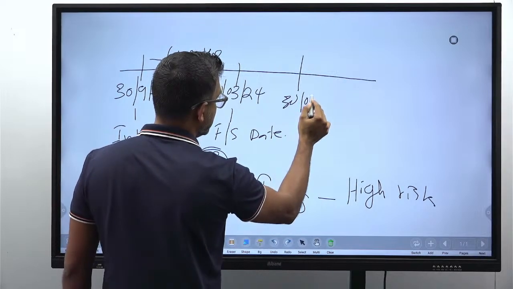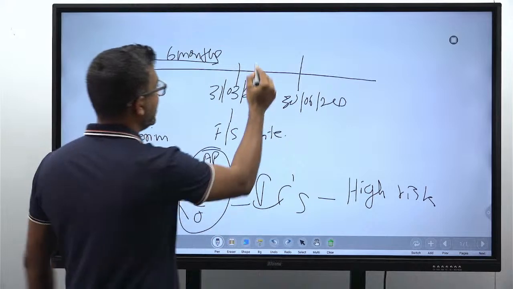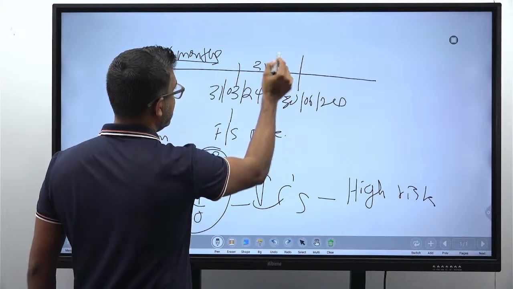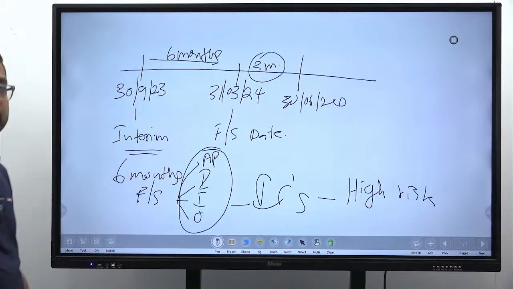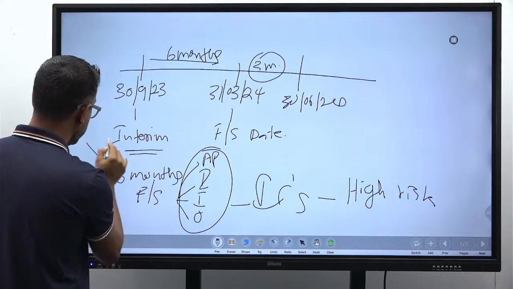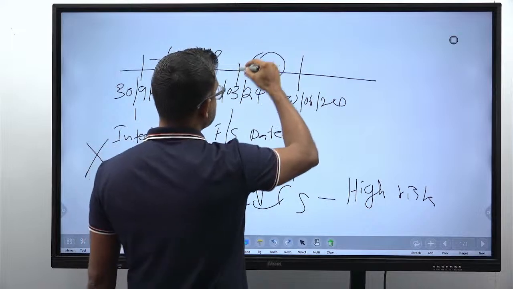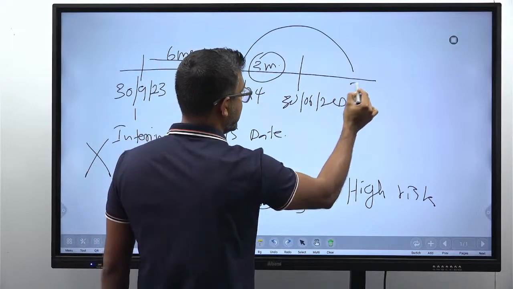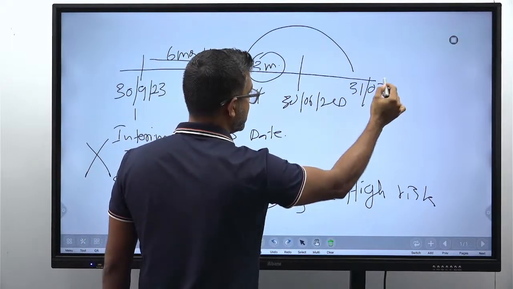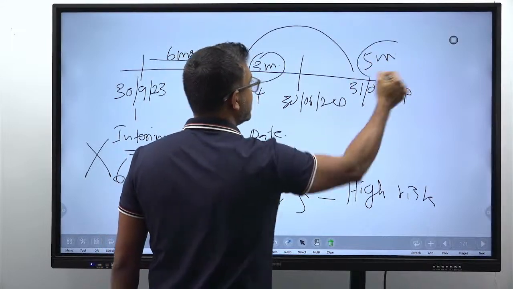Since you have done certain work, maybe by 30th June you can complete this audit. April, May, June, 3 months. Within 3 months you can complete this audit. But let's say there is no interim audit as such. Then you have to focus on the first 6 months also. Then you have to extend this maybe until 31st August 2024, meaning 5 months. Now the additional 2 months you have to spend.